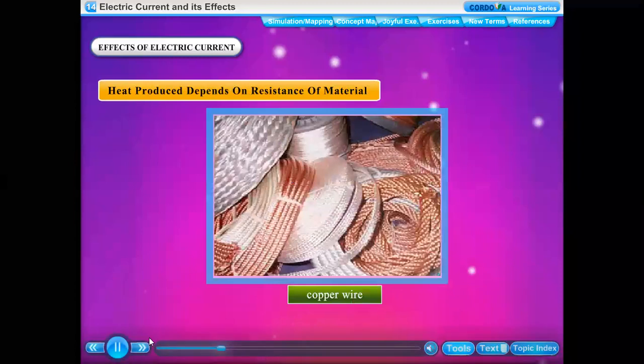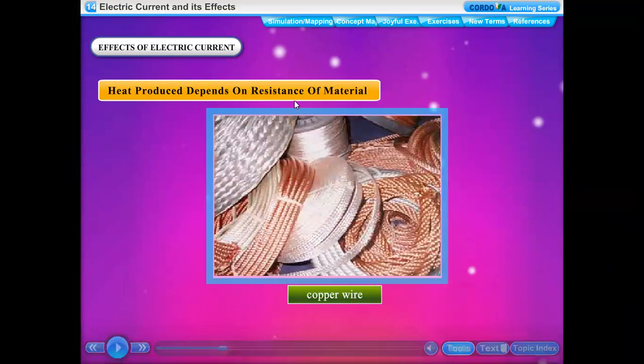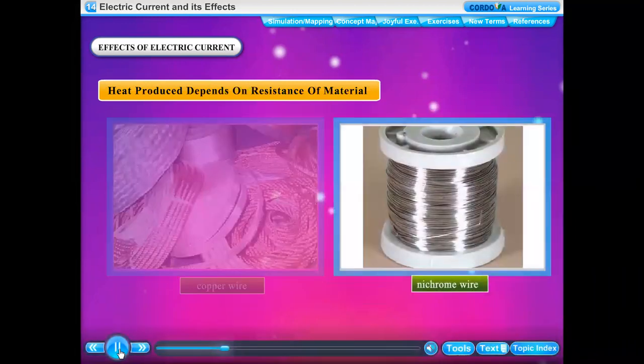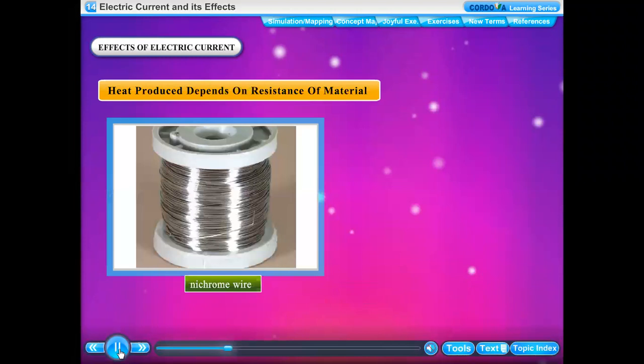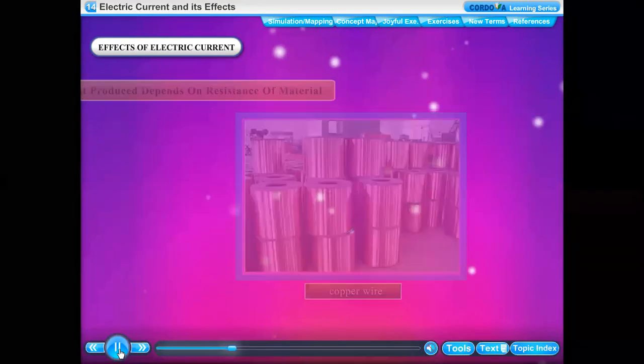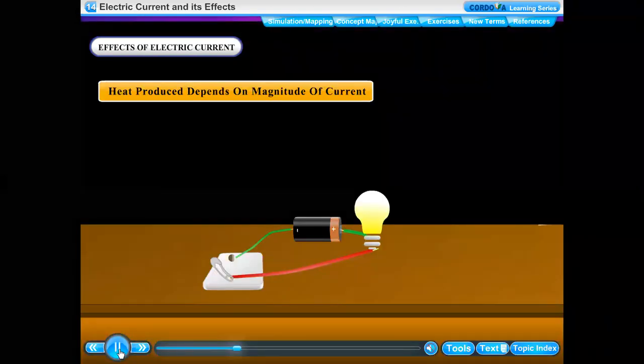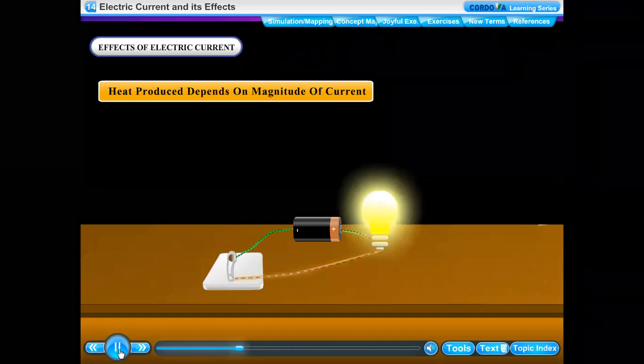Because heat is produced. Now heat produced depends on the resistance of the material. More resistance, more heat will be produced. Copper, nichrome wire, these are examples. Then heat produced depends on the magnitude of the current. The larger the current, the larger the amount of heat produced.